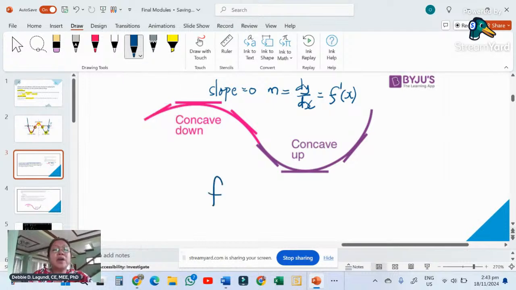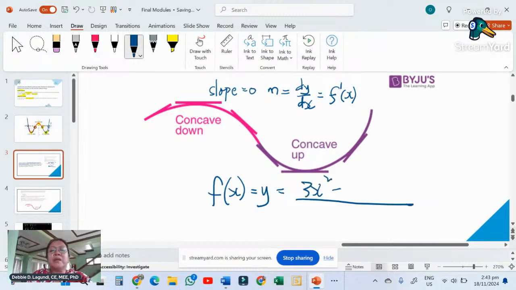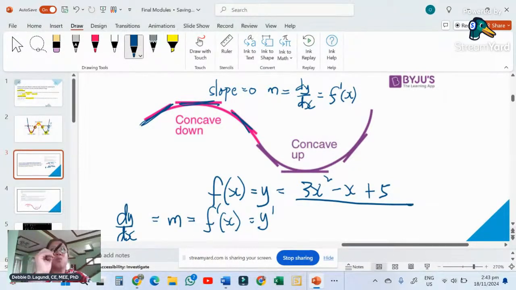If you have an f of x, which is equal to y, for example 3x squared minus x plus 5, and you want to get dy over dx, that is the one we are doing in differential calculus. There are a lot of lines you can see in here. You have a line sloping upward, which is a positive slope. What does it mean for a positive slope?